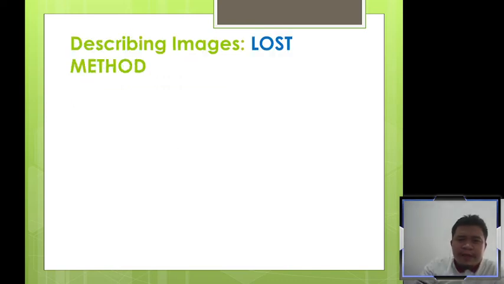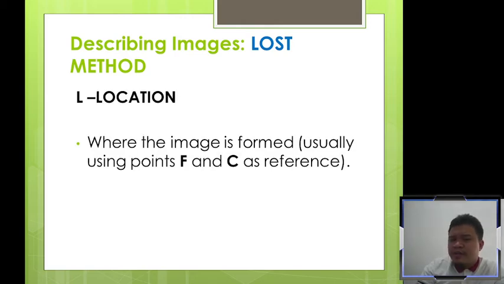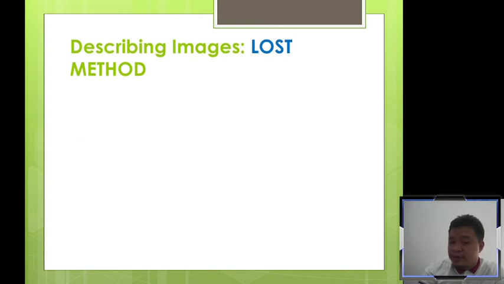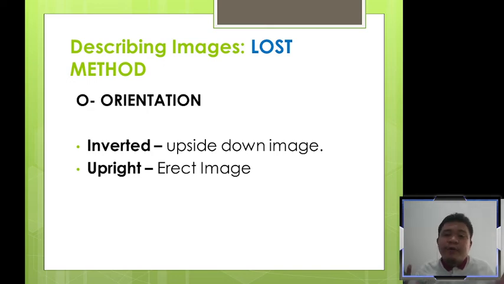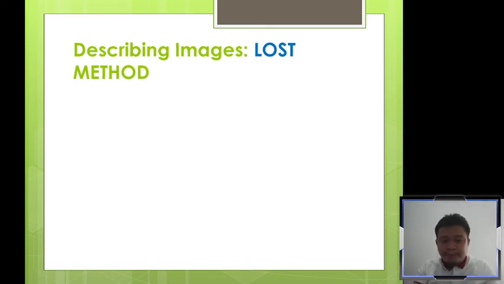So, how do we describe images in spherical mirrors? I would like to use this acronym LOST, or the LOST method. So L stands for location, where the image is formed. Usually we use the points F and C, or the focal point and the center of curvature, as reference for this. Now O is orientation: inverted if it's an upside down image, upright if it's an erect image, or it has the same orientation as that of the object.